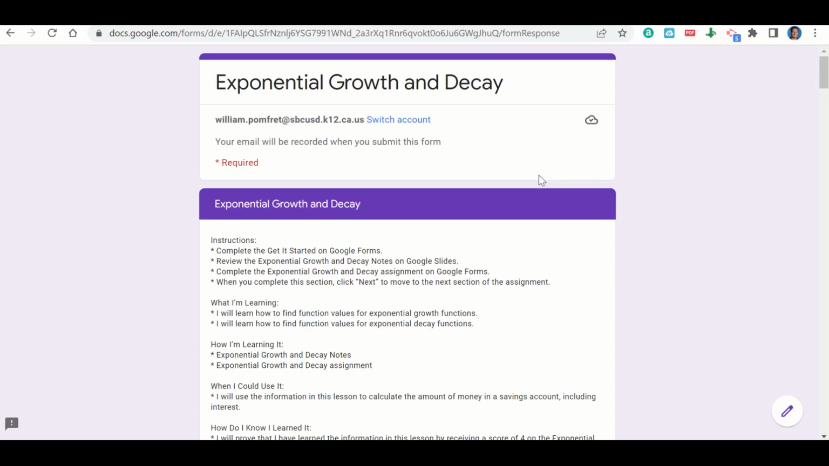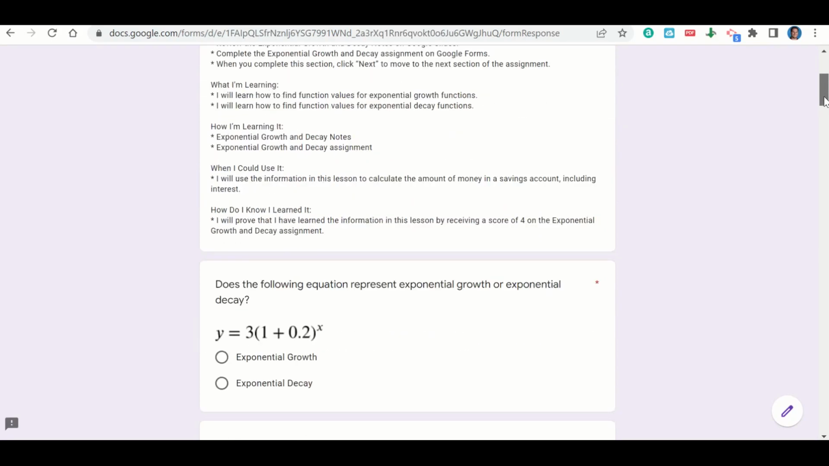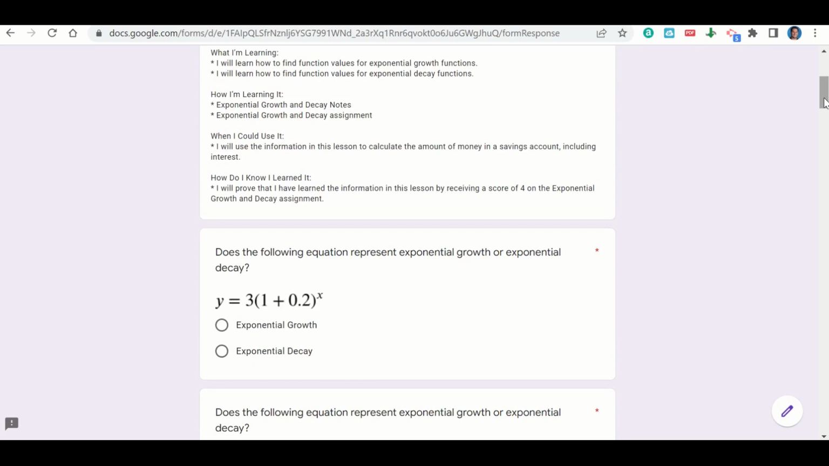Let's take a look now at the exponential growth and decay assignment. If you notice, our assignment here begins with our learning goals and success criteria. If we scroll down, we get to the beginning of our questions. So the first one says, does the following equation represent exponential growth or decay? Well, remember, in order for it to be growth, the part inside the parentheses has to add up to be more than 1. So in order for it to be decay, it has to be less than 1. So if we take 1 plus 0.2, we get 1.2, which is greater than 1. So that is exponential growth.